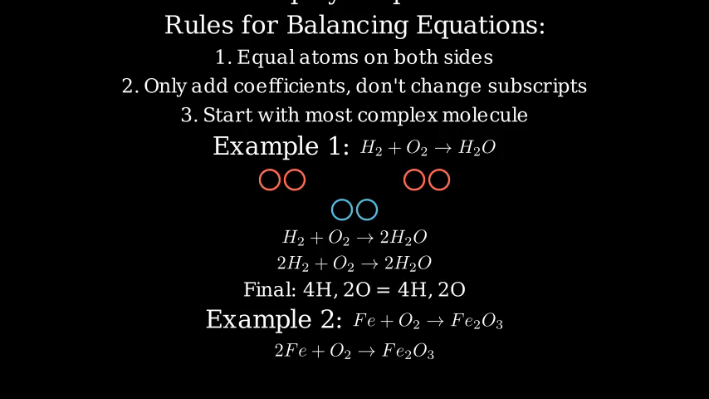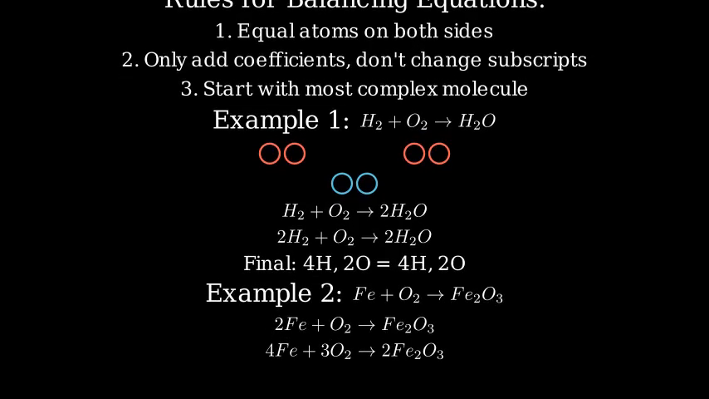Now for oxygen we need 3 atoms, but O2 gives us 2 at a time. We need 3 O2 molecules to get 6 oxygen atoms. Then multiply Fe2O3 by 2 to use all 6 oxygens. Our balanced equation is 4 Fe plus 3 O2 yields 2 Fe2O3.